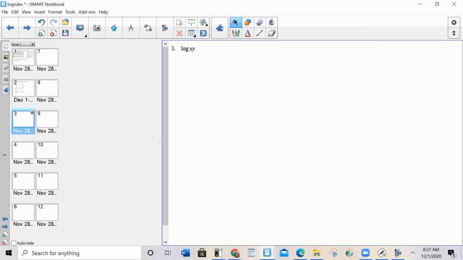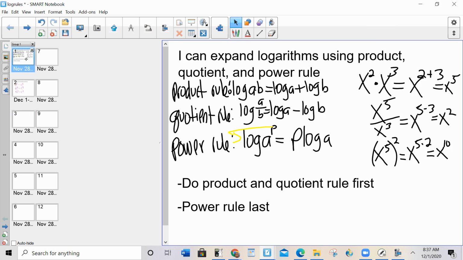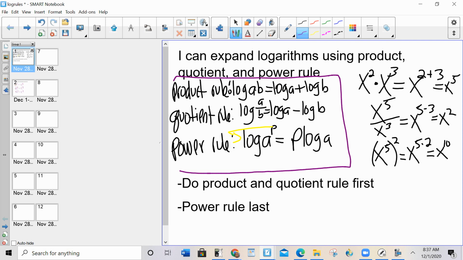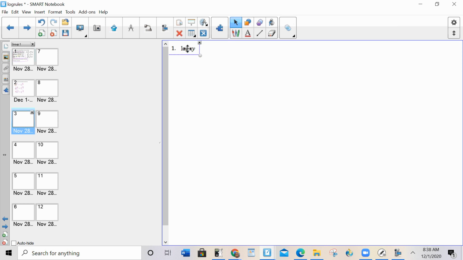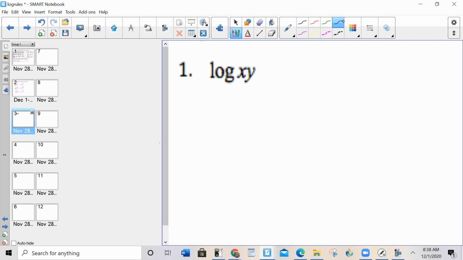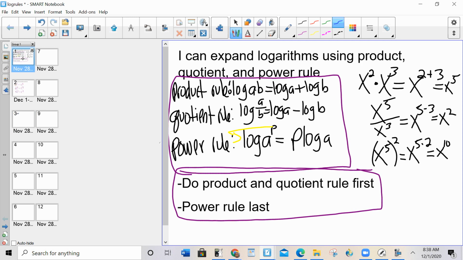So let's start real simple. Now, you might want to take a picture of this, take a screenshot of this, because you definitely need to know these rules. We're going to be using these rules. So definitely have these rules to refer to as you are going through these examples. I always want to do my product and quotient rule first, and then my power rule last. So I'm looking for multiplication or division. Do I see multiplication or division? Yes, I see multiplication right there. So multiplication becomes addition.